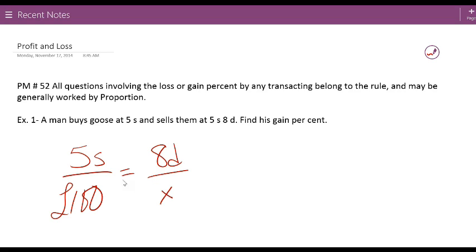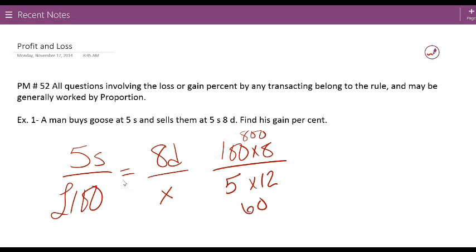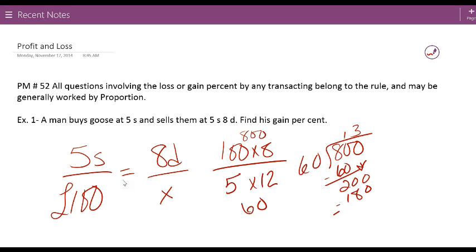We're just going to use our rule of 3: 100 times 8, second term times third term, divided by that first term, 5 shillings. So 100 times 8 over 5. Now 5 is in shillings, we need to get it in pounds, so we'll multiply by 12. This gives us 800 over 60, and we go ahead and divide. And now we've reached the end.